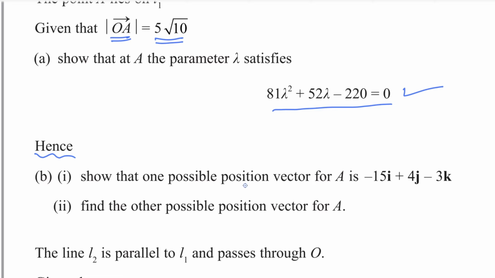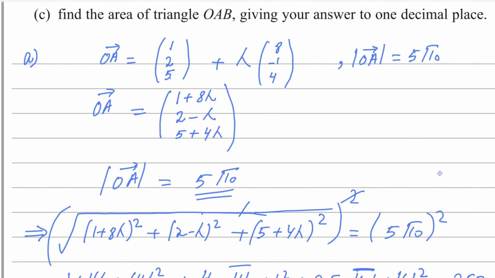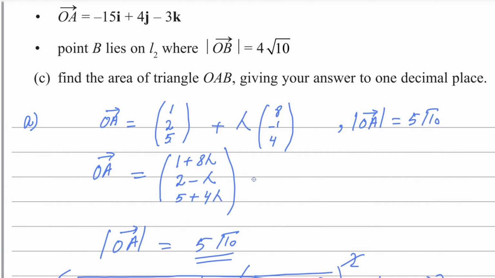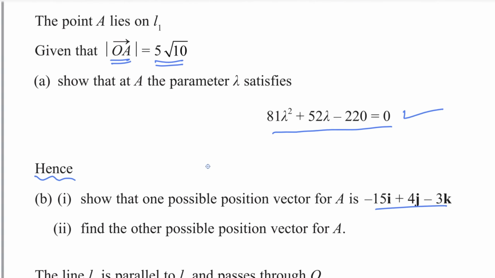Hence, show that one possible position vector for A is this one. We already got the position vector here in this form. This is the position vector of vector A. The position vector is the vector that is measured from the origin. OA is the position vector of A. Got it? So this is the position vector. Once you find the value of lambda, for sure you will get this result.